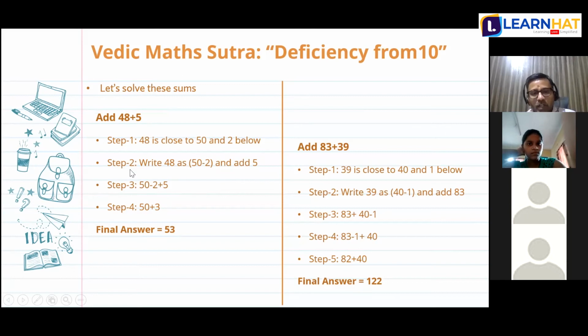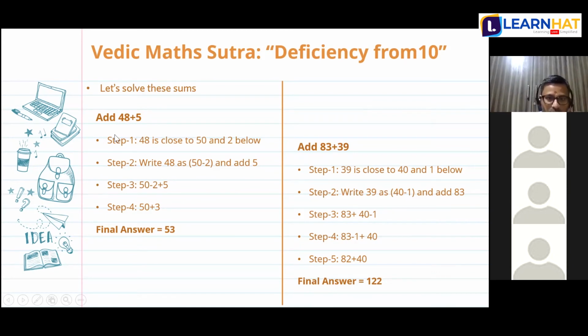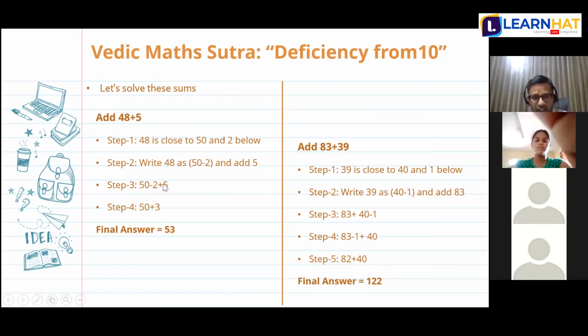Otherwise, if you do a normal addition, 48 plus 5, 8 plus 5 is 13, 1 carry forward, then probably we may forget the 1 or 2 and make mistakes. With this Vedic concept, it's easy, right? We are reducing it to small numbers in terms of tens, in terms of 50s, so that it is easy for you to add. So let's try this side.